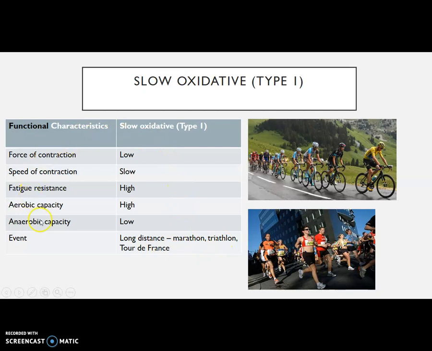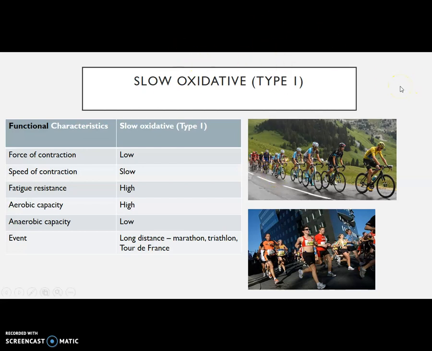So can you get this written down in sentences? As I've gone through it on the table just then, you'd put slow oxidative or type 1, underline it, and what you'd have is this has low force of contraction, slow speed of contraction, high fatigue resistance, high aerobic capacity, low anaerobic capacity. Example would be marathon running or triathlon, Tour de France, so on. So that's the first muscle fibre.